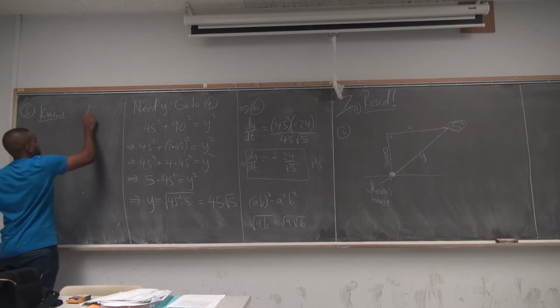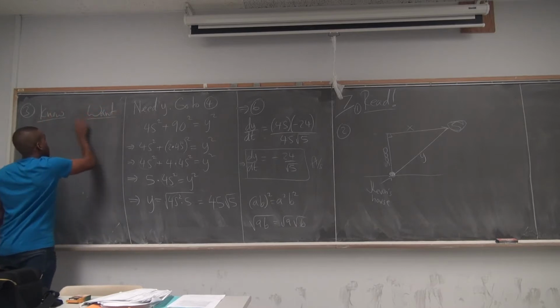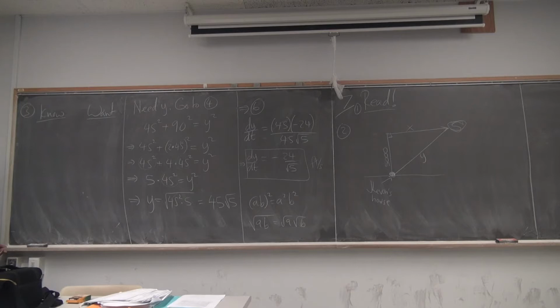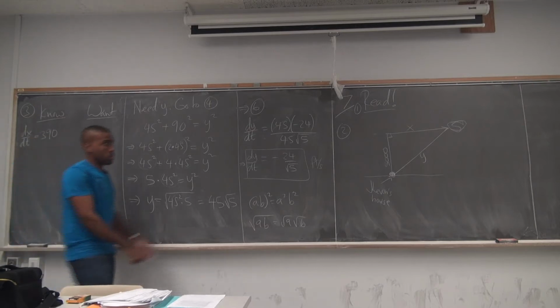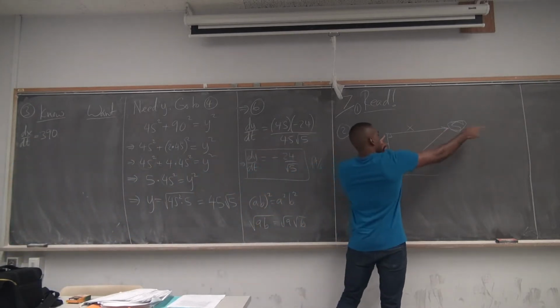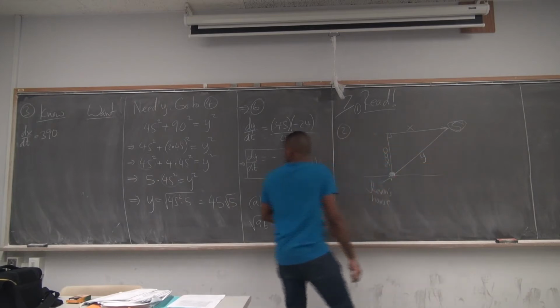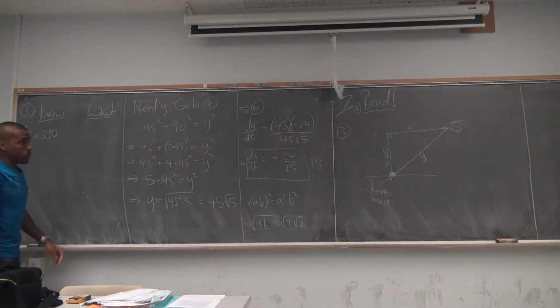Okay, now let's fill stuff in. What do we know? What do we want? Right. That's dx/dt. That's the rate at which x is changing, and it's 390. It's positive 390 because according to my diagram, it would be increasing if he continues flying. Okay. What do I want?